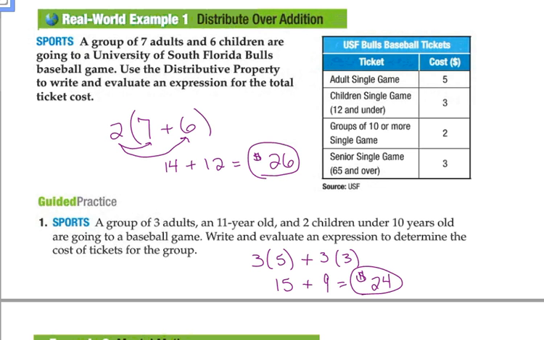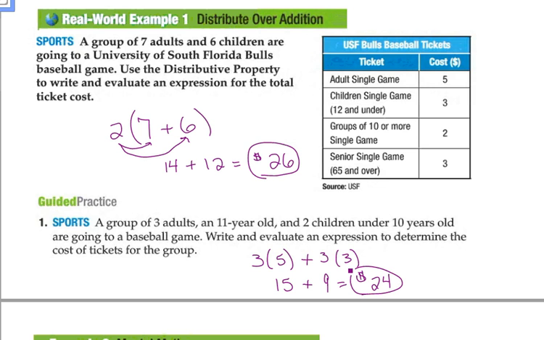Okay, this is a good problem because, again, you really have to read it a couple times to understand it. We have a group of 3 adults that are going, so that's going to cost them $5. So 3 adults times that $5. We have an 11-year-old and 2 children under 10 years old, which kind of sounds like that's 2 categories. But looking at our prices up here, it's children 12 and under. So that's actually 3 people that fit that category of $3 each.